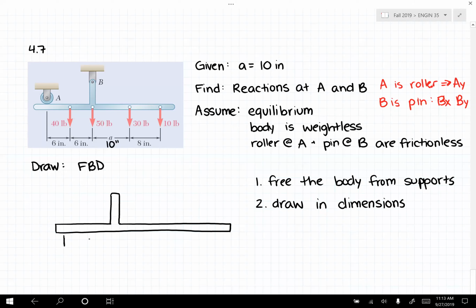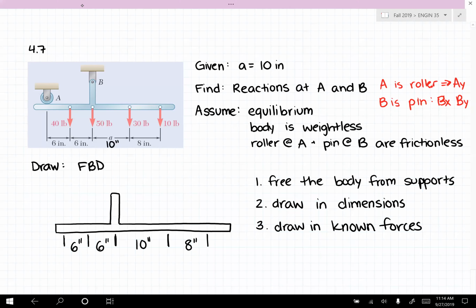So we have... This is definitely not to scale. We have 8 inches, 10 inches, 6 inches, and 6 inches. Our next step is to draw in the known forces.